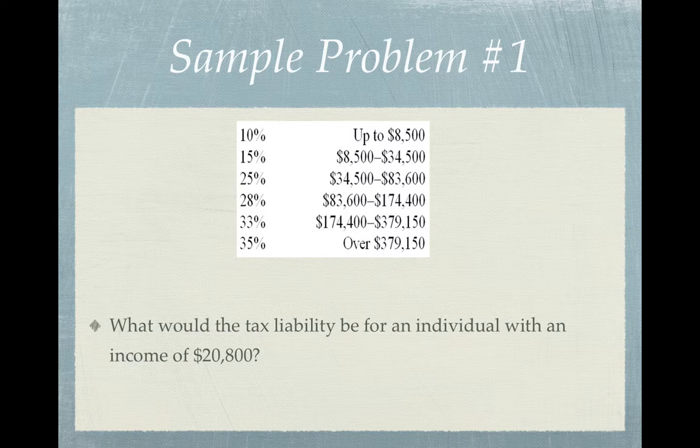Your answer should have been $2,695. For a person who earns a taxable income of $20,800, their tax liability would be $2,695. How does your answer compare? A common mistake would be to arrive at an answer of $3,120. Did you get this? If so, you probably simply calculated 15% of the income. This is not the correct way to use the table.